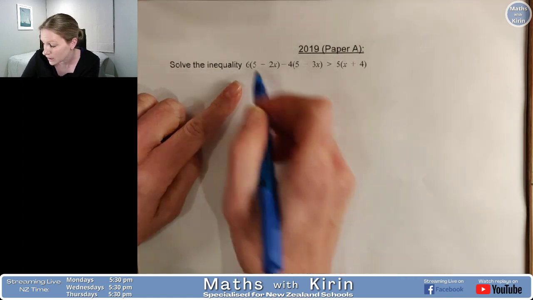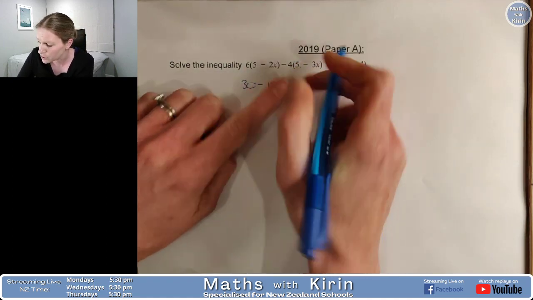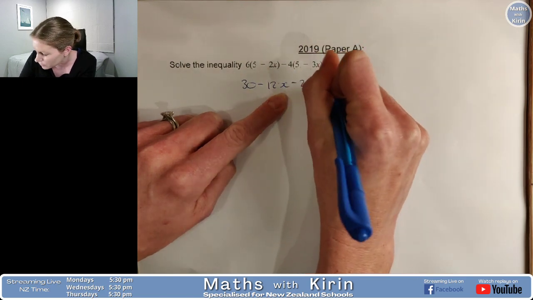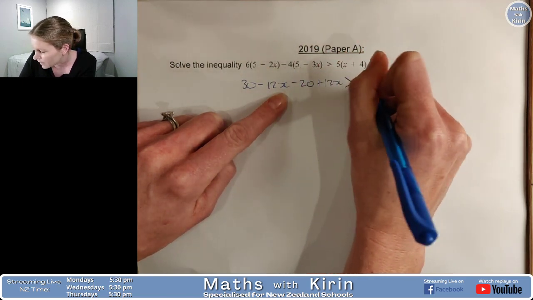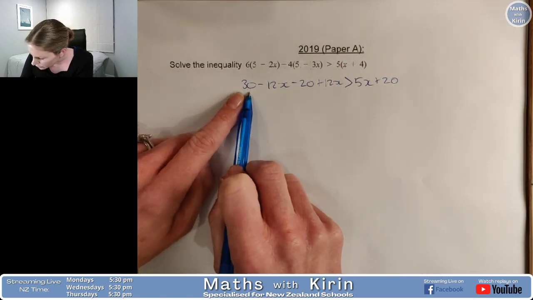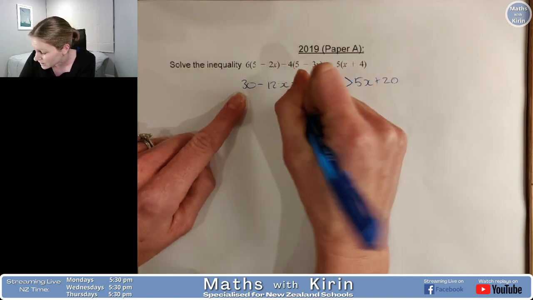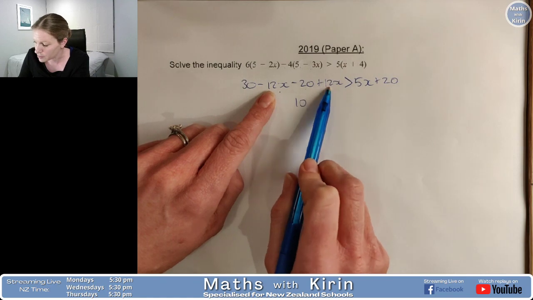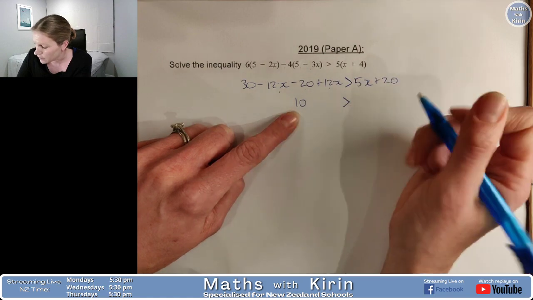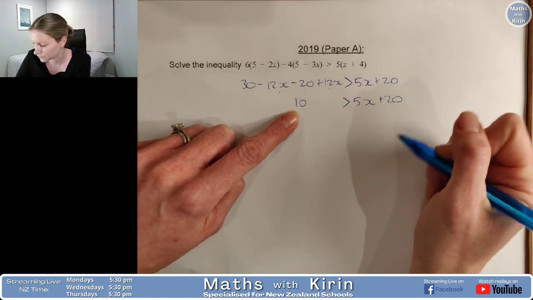So expanding, we get 30 minus 12x. Minus 4 times 5 is minus 20. Minus 4 times minus 3x is positive 12x. Is greater than 5x plus 20. Tidying up this side, and we've got 20, and then we've got 30, and we minus 20, so we get 10. Negative 12x plus 12x, well, that's no x, so we're just left with 10 is greater than 5x plus 20.